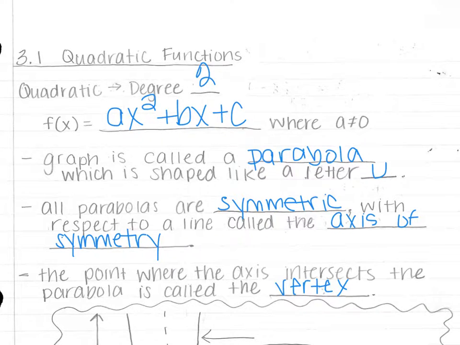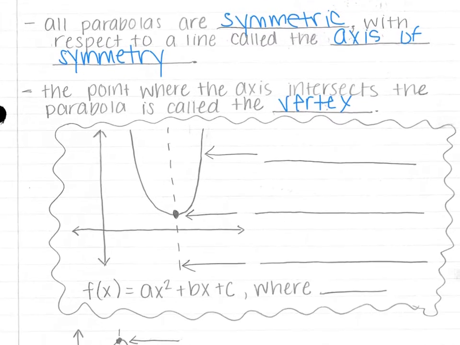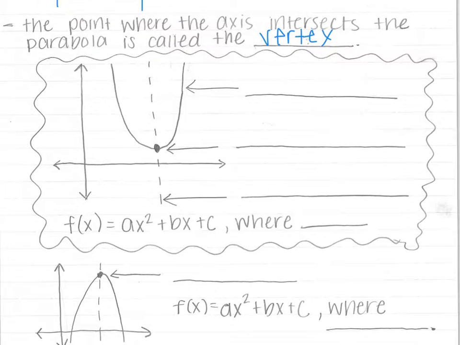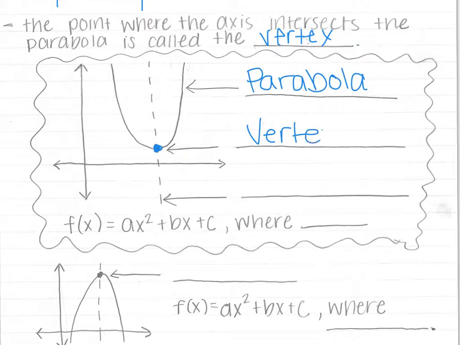And all of these terms can be a little bit confusing if we don't have something to look at while we're labeling them. So let's take a look here. So here you see that we have a parabola. Okay, so this U-shaped graph is a parabola. The point highlighted here is the vertex. And if you notice, that's where the dashed line and the parabola intersect. So the dashed line there is our axis of symmetry.